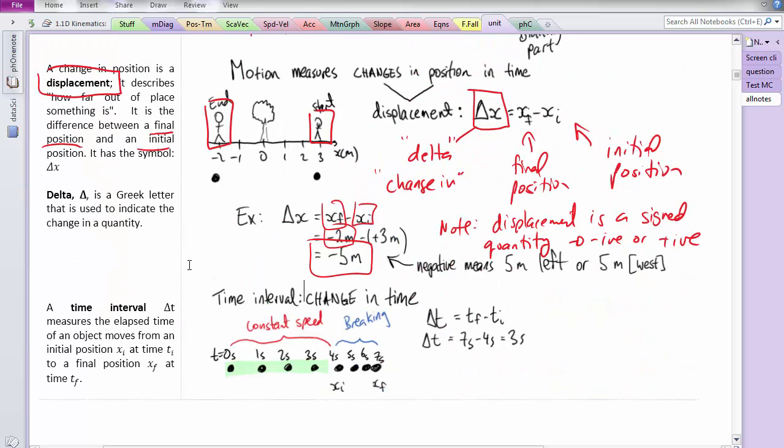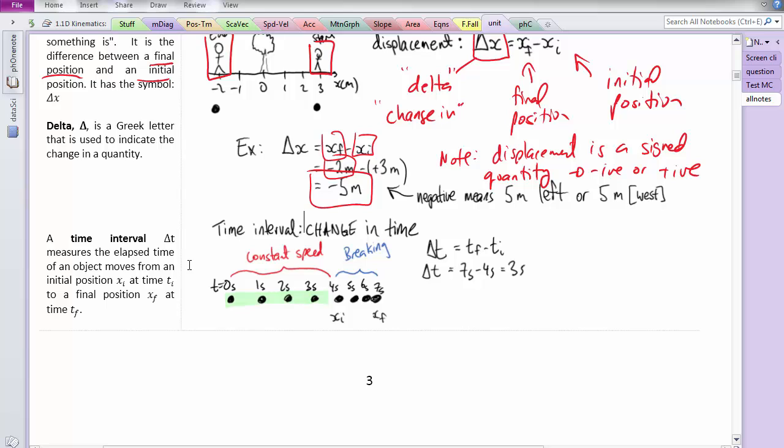And finally, besides change in position, we can also look at change in time, which is what we call the time interval. The symbol for time interval is delta t, which is t final minus t initial. So if we have assigned t0 here, and we're looking at just the time interval of the braking part, then our final time would be 7 seconds, our initial time would be 4 seconds, and so the time interval of braking would be 3 seconds.